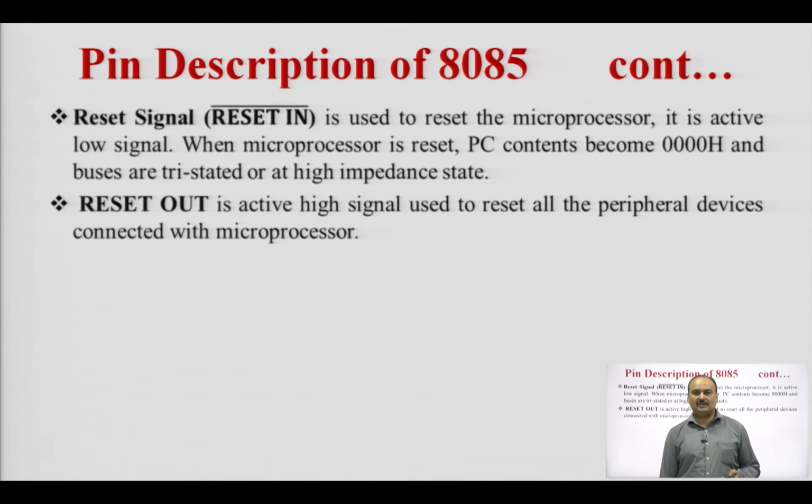To reset the microprocessor, the RESET IN signal is used. Whenever the appropriate signal appears on the reset input pin, the microprocessor is reset and the content of the program counter becomes 0000H. This means the program counter will hold the value 0000H and start the execution of the program from this starting location. At the same time, during the reset operation, the buses are tri-state, or in the high impedance state.